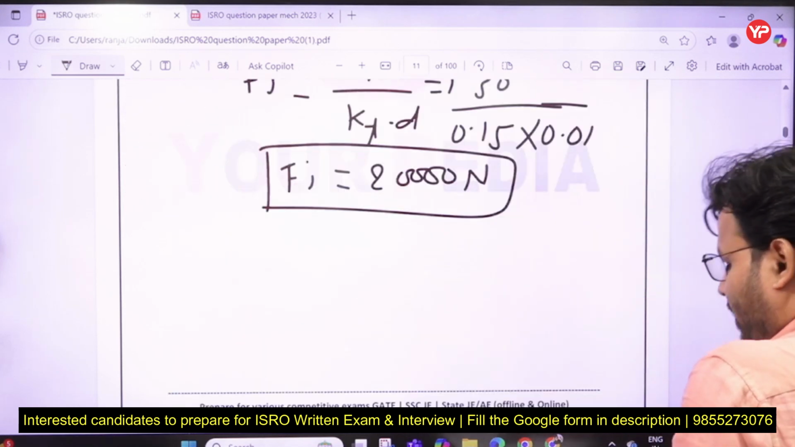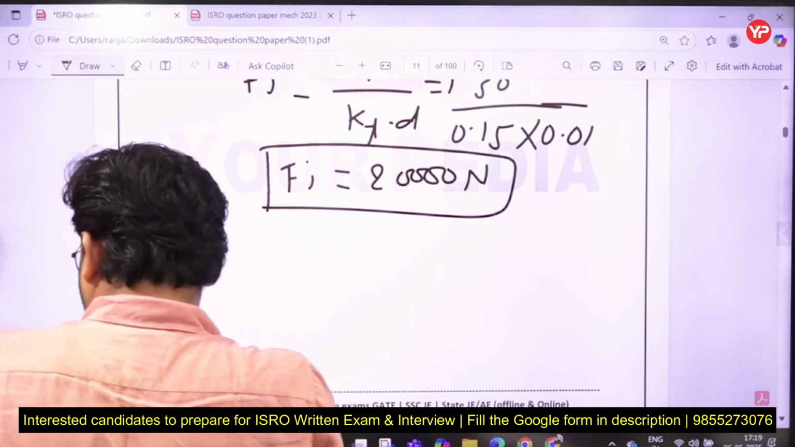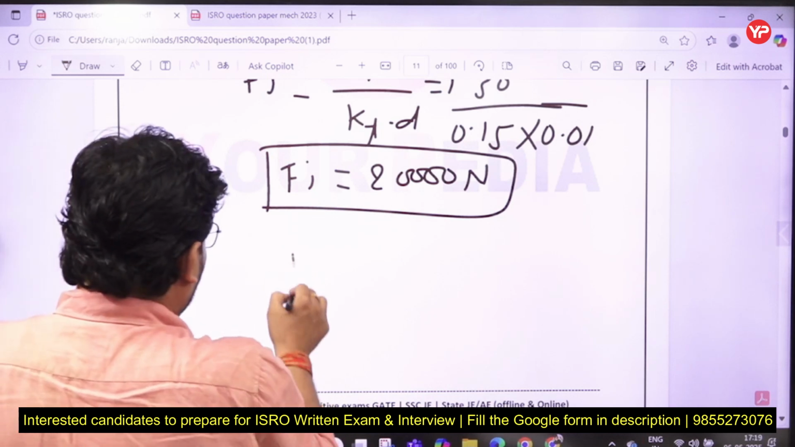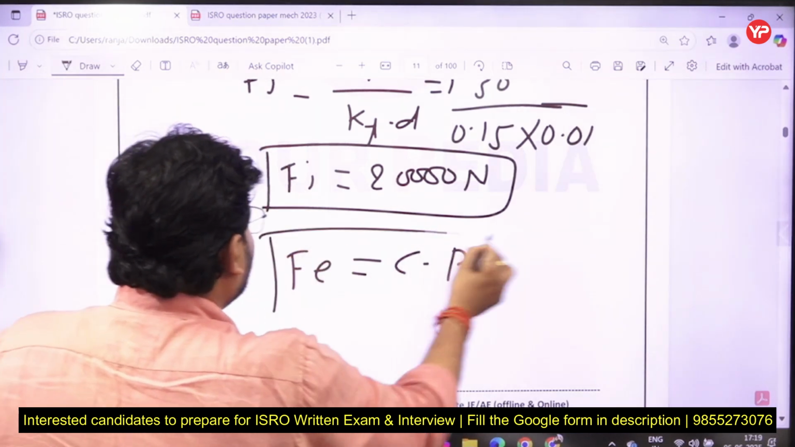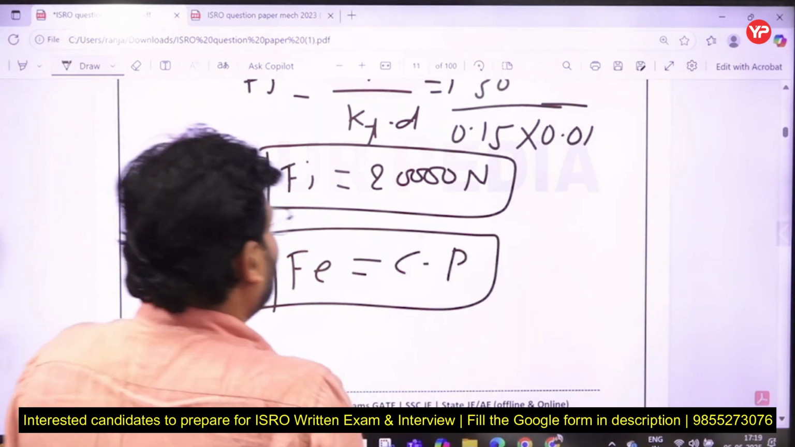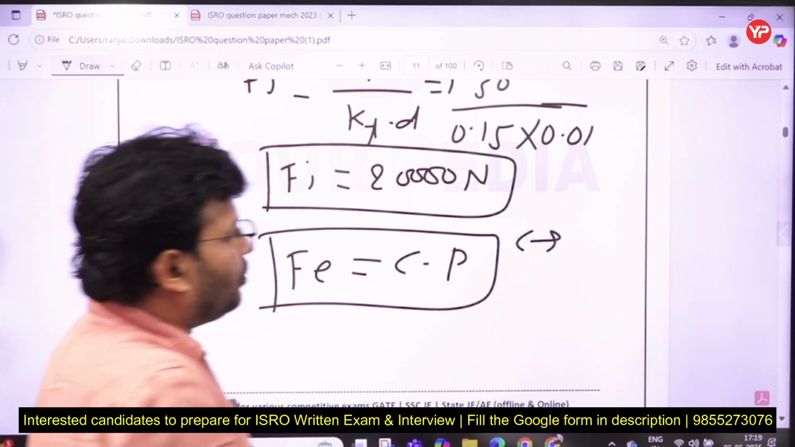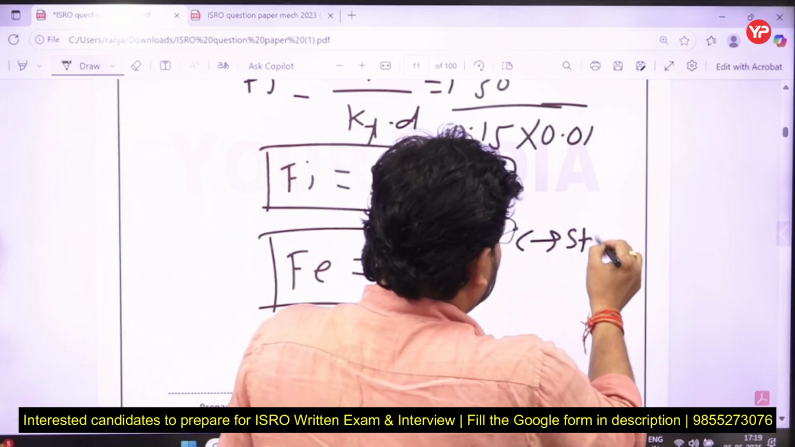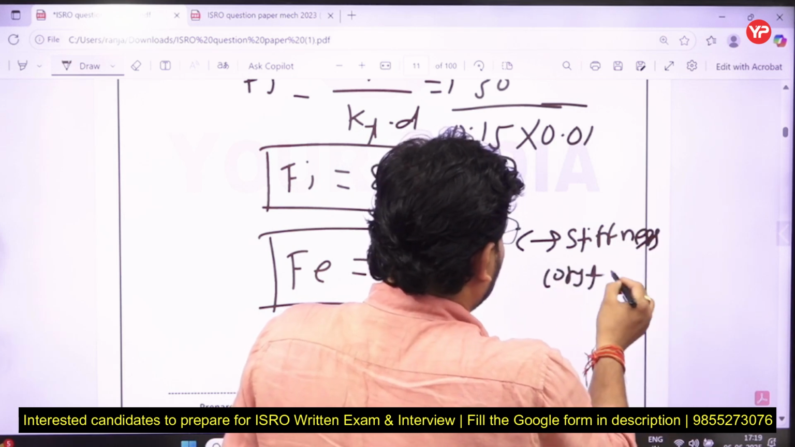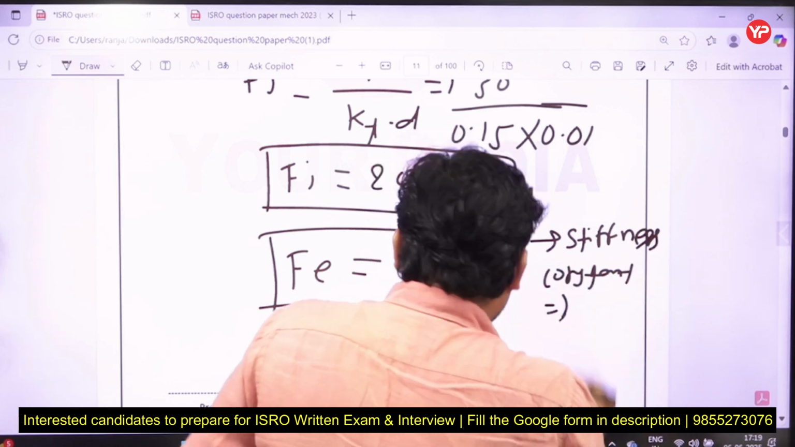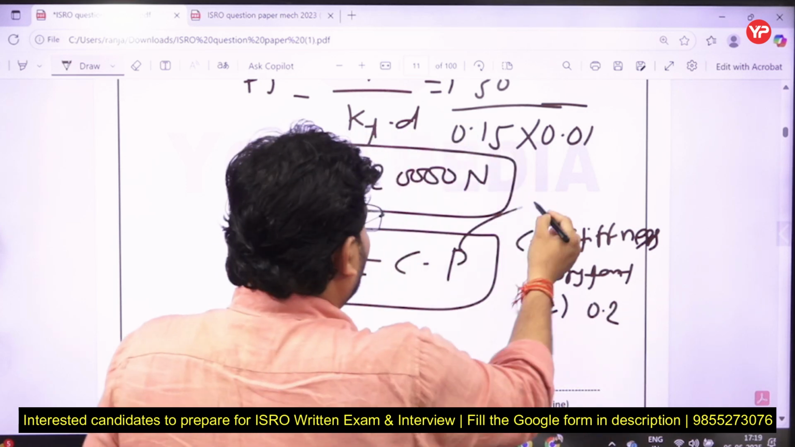So my dear friends, what do I have to do now? Now the additional force on the bolt due to external load P is given by C into P. This is the external force due to application of load P, where C is known as the joint stiffness constant, and that value is given as, I think, 0.2. P is the applied load.